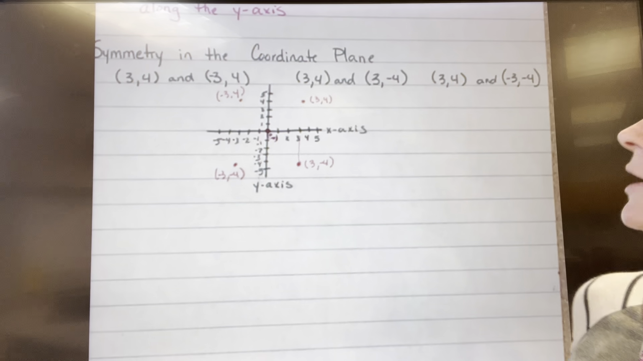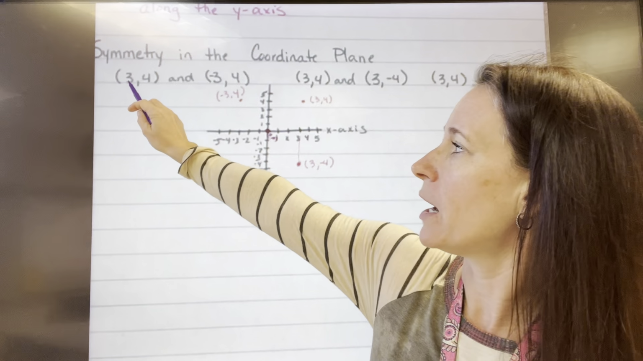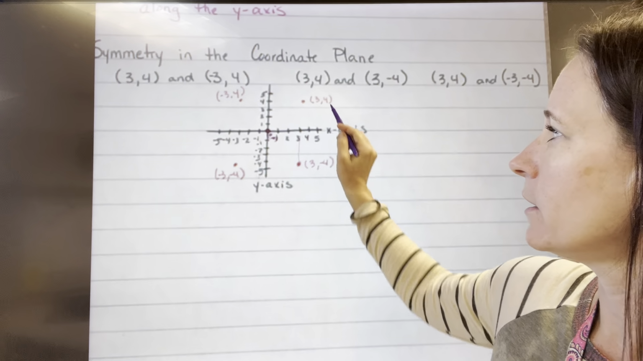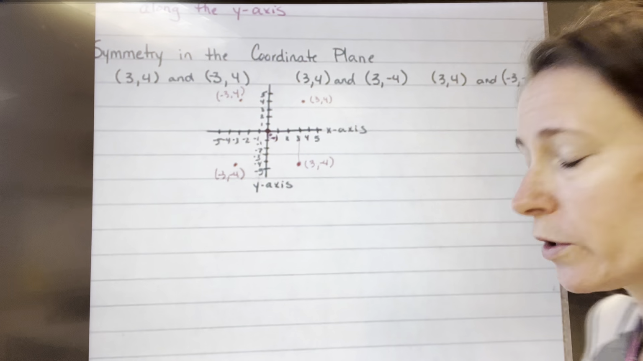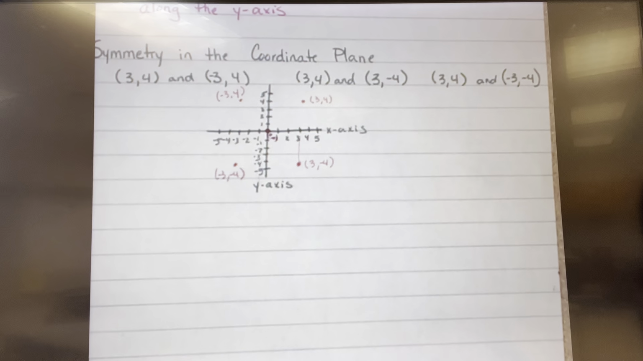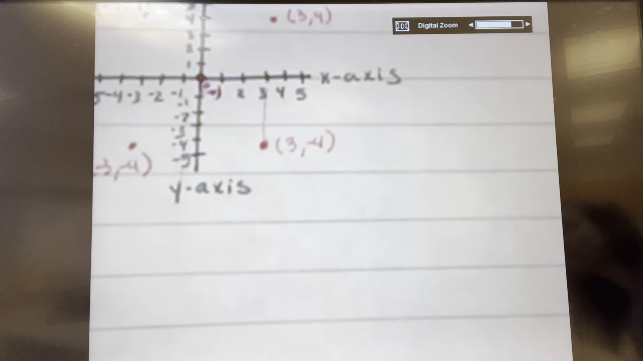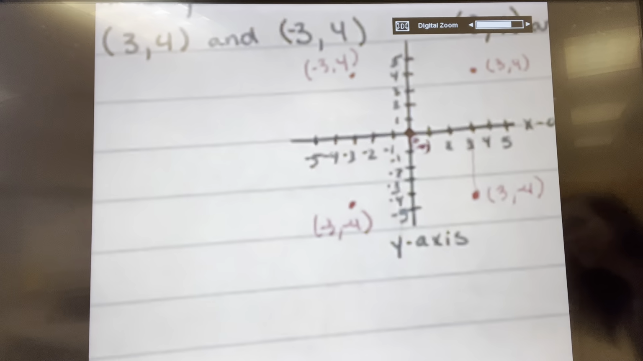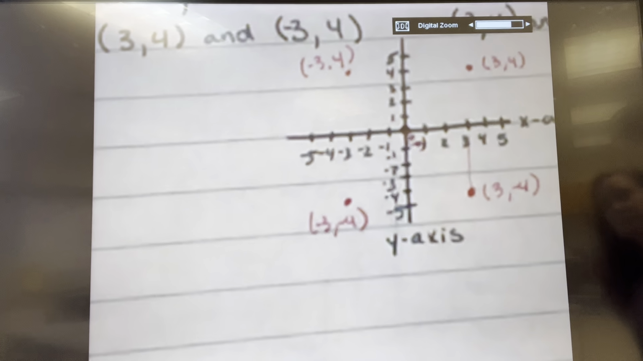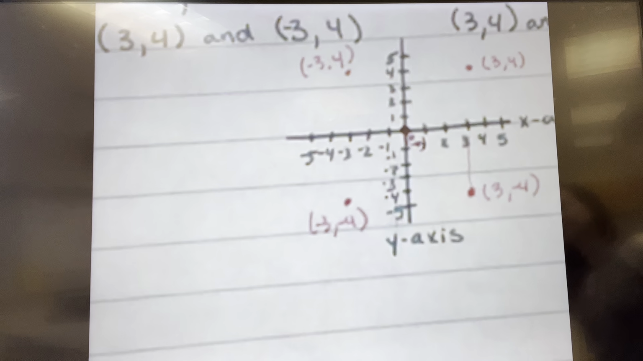All right, so what I have done is I graphed my positive 3, positive 4, and put it there, and I wrote those coordinates. Let me see if I can zoom in on this, because I know I wrote it really small. I have a tendency to write small. I really apologize.